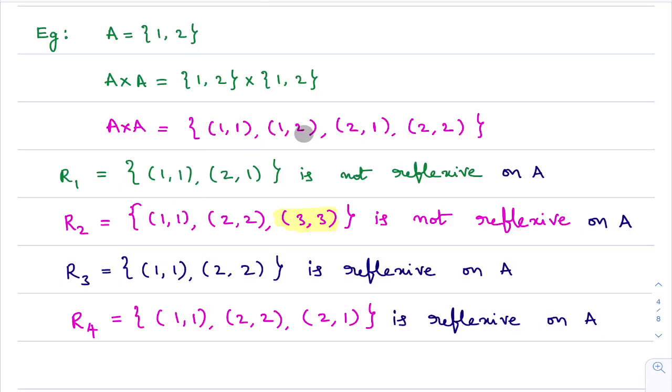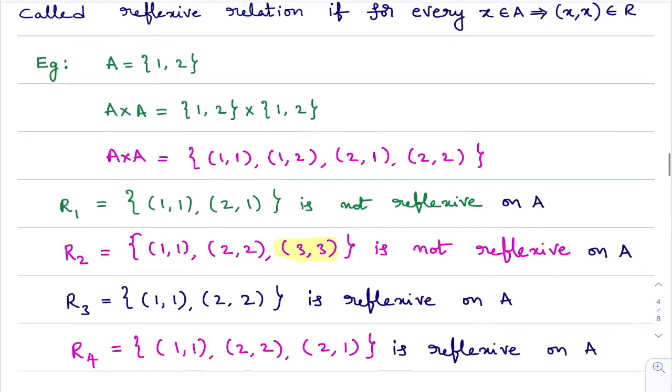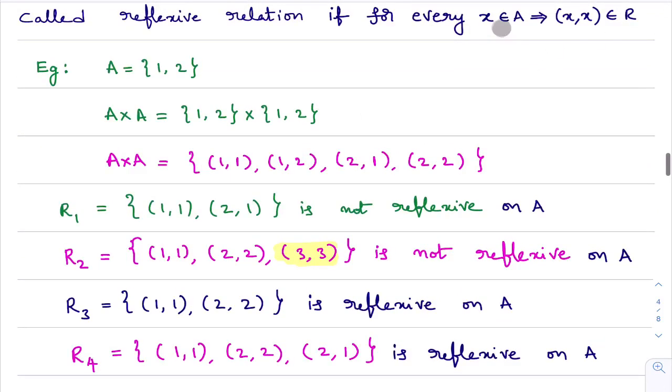Now you need to check whether this relation is reflexive or not. How to check? What is the condition? You look here: for every x belongs to A, the ordered pair x comma x belongs to the relation. You take the first element 1. Is the ordered pair 1 comma 1 there in this relation or not? You check. Yes, the ordered pair 1 comma 1 is there. From this, can we say it is reflexive? No, you cannot say.